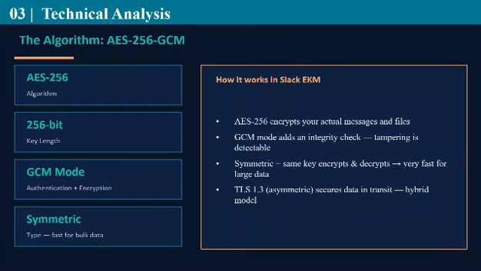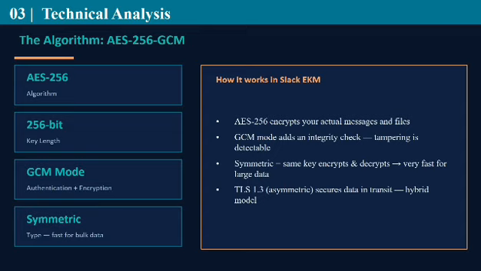Now, let us move into the technical details. Slack uses AES-256-GCM encryption, which is one of the most secure encryption standards used today. First, let us understand AES-256. AES stands for Advanced Encryption Standard. 256 refers to the key size. A 256-bit key means an extremely large number of possible key combinations, making it almost impossible to crack using brute force methods.